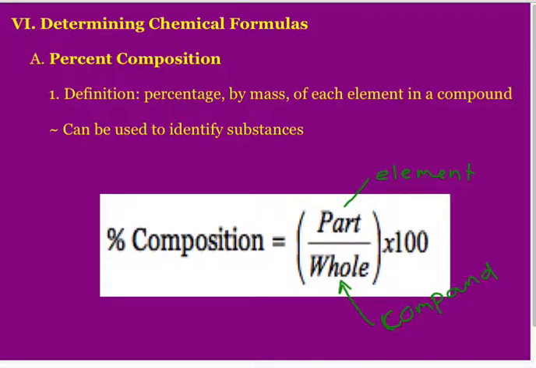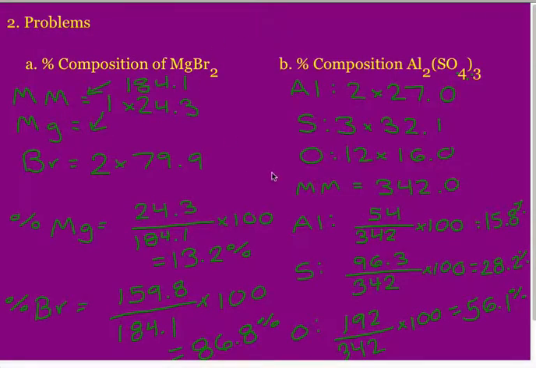So we're going to do 3 example problems, and then there's a last one that you can try on your own to make sure you're okay with it. Here are some different ones. We want the percent composition of magnesium bromide and the percent composition of aluminum sulfate. Sometimes they ask for the overall percent composition, sometimes just a particular one. But if they don't ask for a particular one, you have to do all of them.